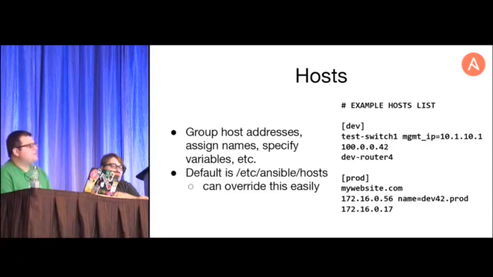If we walk through the example there, we basically have a dev group and a prod group. In test switch 1, we're setting a management IP variable. The second IP address that's listed there, we don't have a host name assigned to that. For dev router 4, we assume that that resolves, and so forth. Ansible assumes that this is usually a system-wide file, but we're going to override that and specify a local location for that file with a slightly different concept called an inventory.